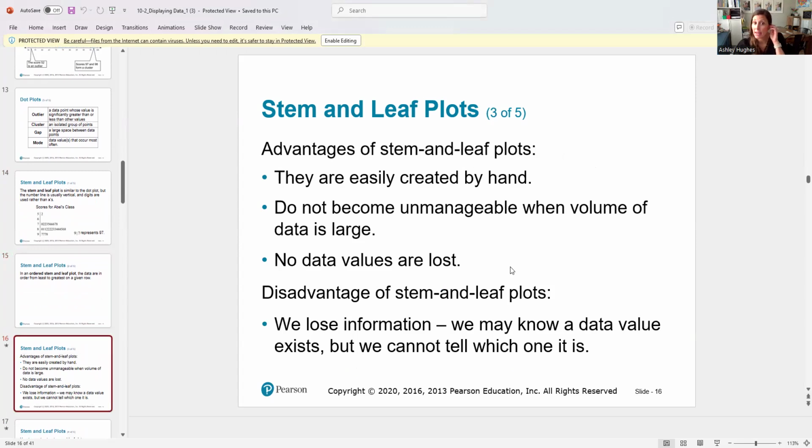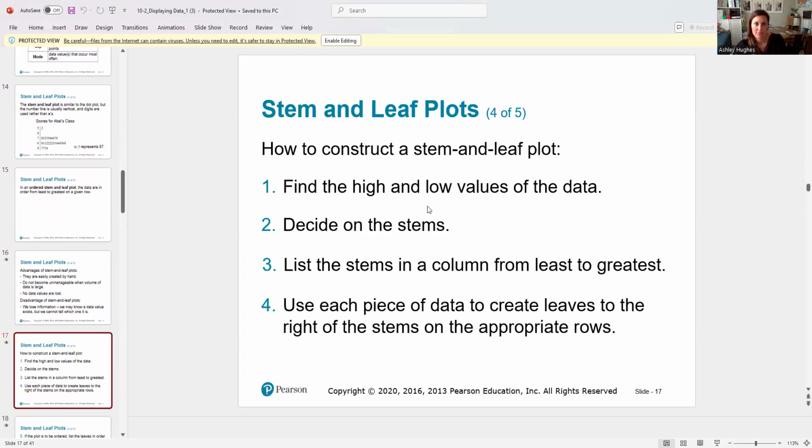Advantages: they are easily created by hand. They do not become unmanageable when the volume of data is large, and no data values are lost. The disadvantage of stem and leaf plots is that we lose information. We may know a data value exists, but we cannot tell which one it is.